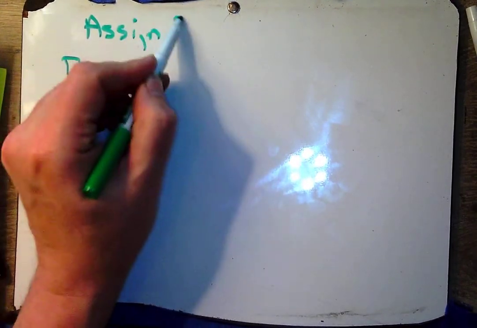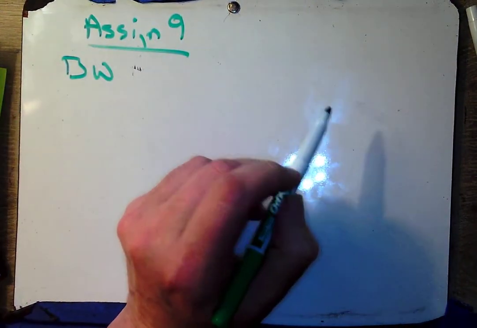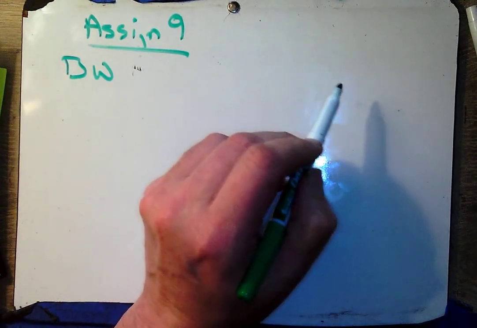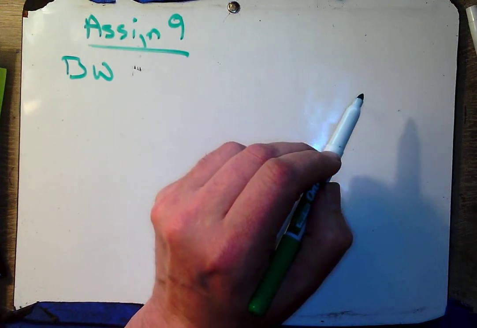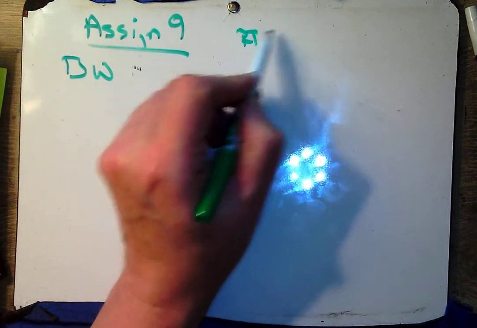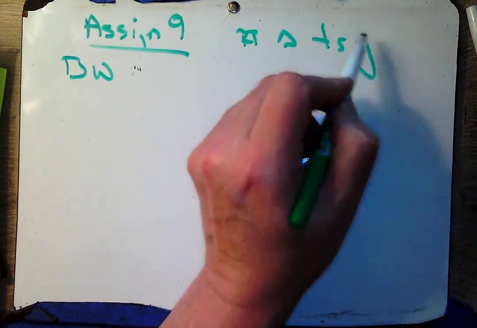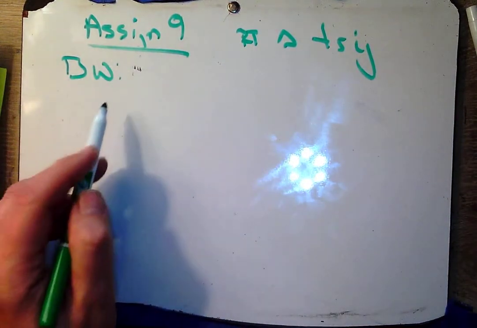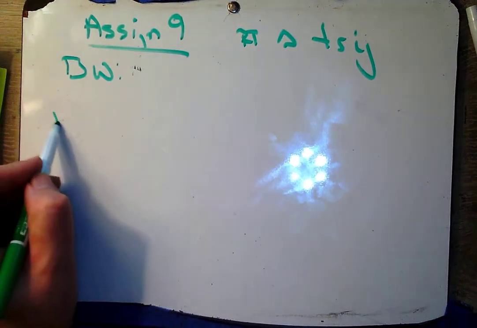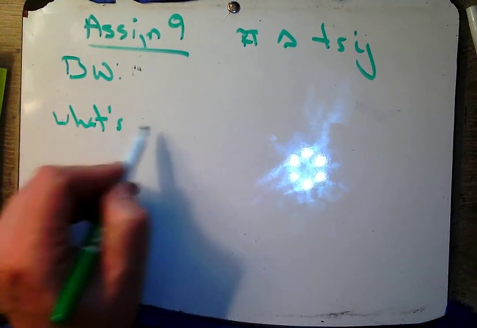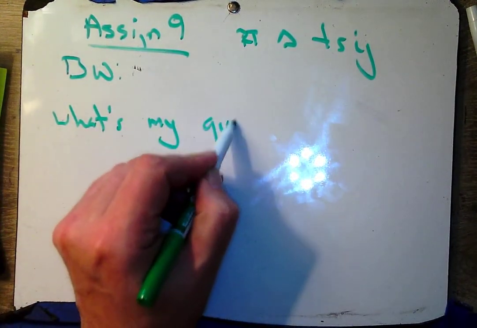Hi, so I'd like to play a couple of rounds for bell work. By the way, this is assignment 9. We're talking about right triangle trig. Yes, right triangle trig. But there's a bunch more, of course. Bell work today: let's play a couple of rounds of what's my quadrant.